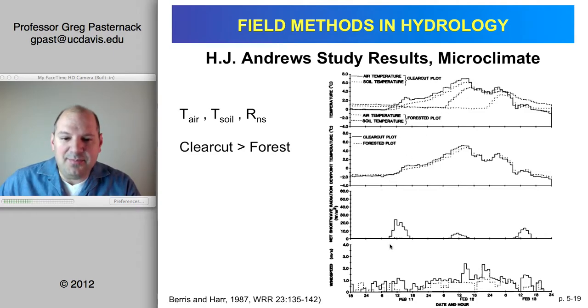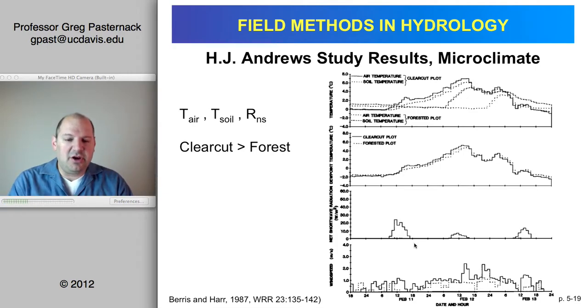At the same time, there's a significant difference in net shortwave radiation heading into the clear cut compared to the forest. And so the result of all of that is that if you look at the outflow from the lysimeters, you're going to have more runoff from the clear cut than the forest.